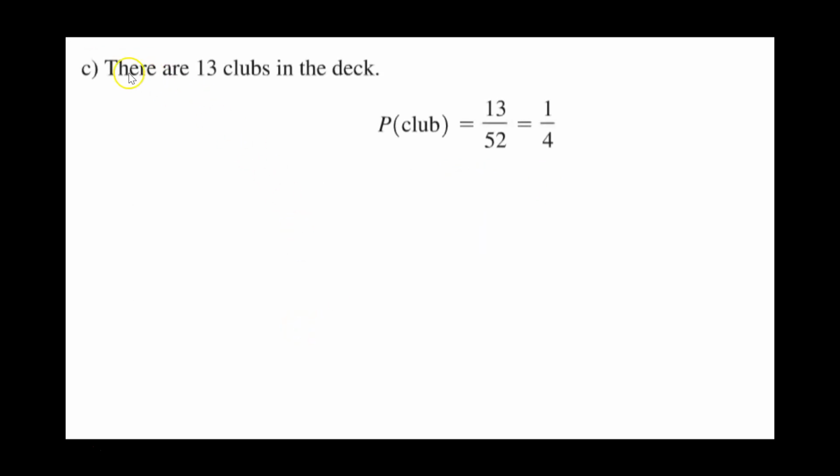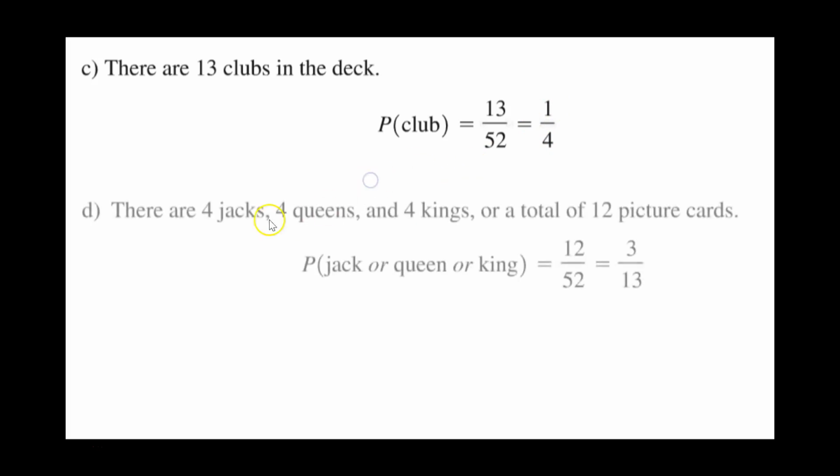So let's finish off the rest of these examples. There are 13 clubs in the deck. So what is the probability of us picking a club? Well, since there's 13 out of 52, it reduces down to 1/4. So there's actually a 1/4 chance of us picking a club out of a deck of cards.